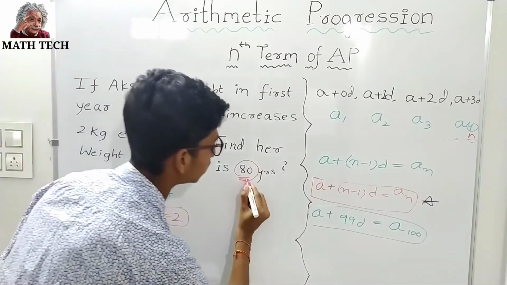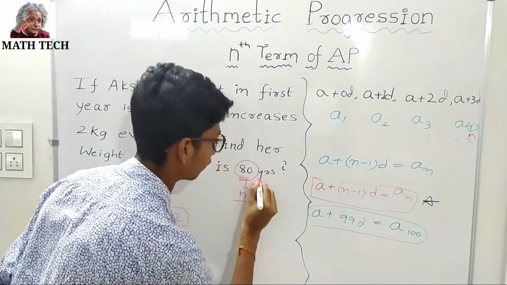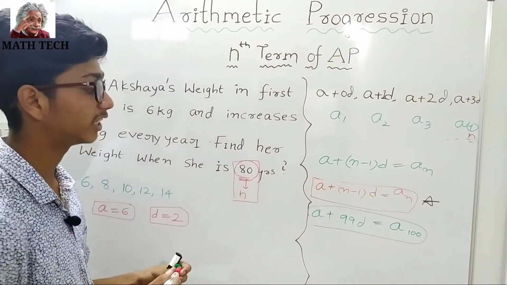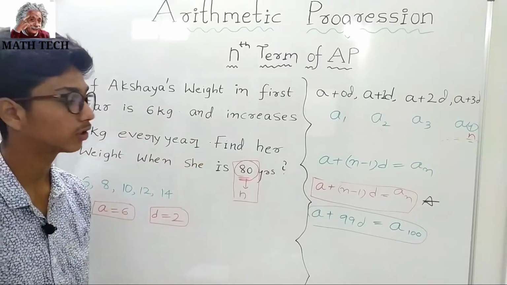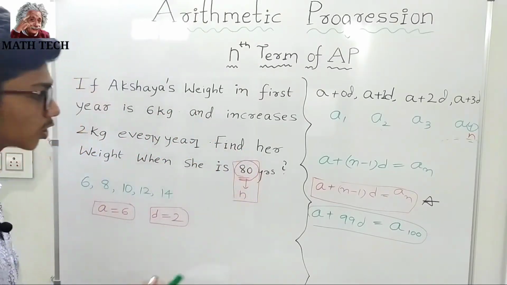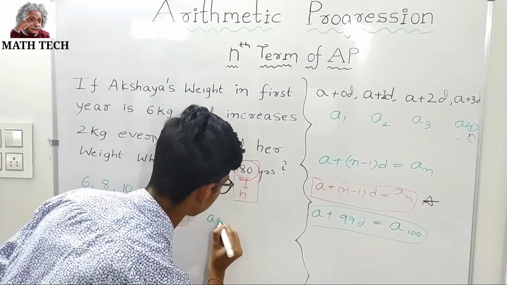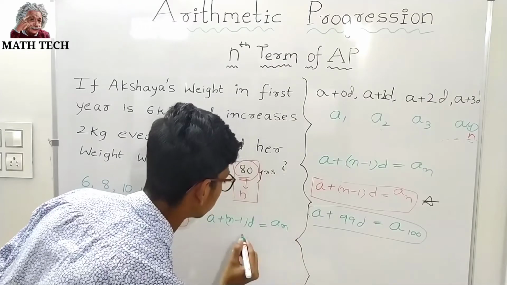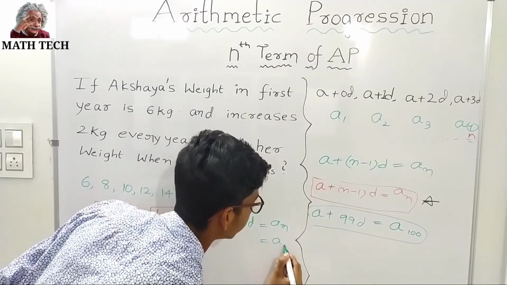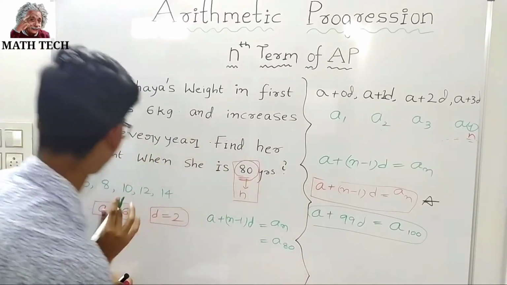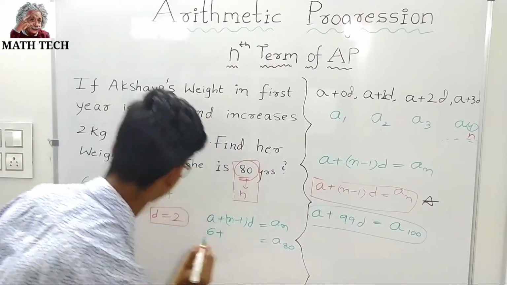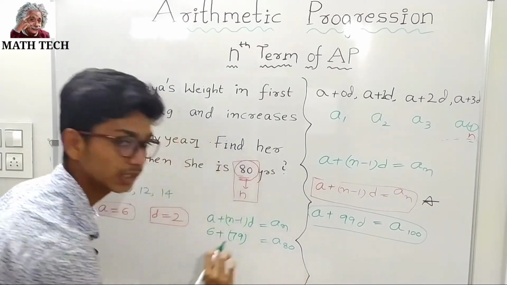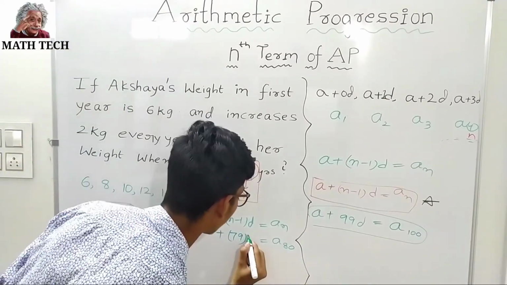So this will become our n. In her age of 80 years, we want to find her weight. So n is 80. So simply apply the formula: a plus (n minus 1) d is equal to an. That is, A80, the 80th term, is equal to 6 plus (80 minus 1, which is 79) into d, that is 2.